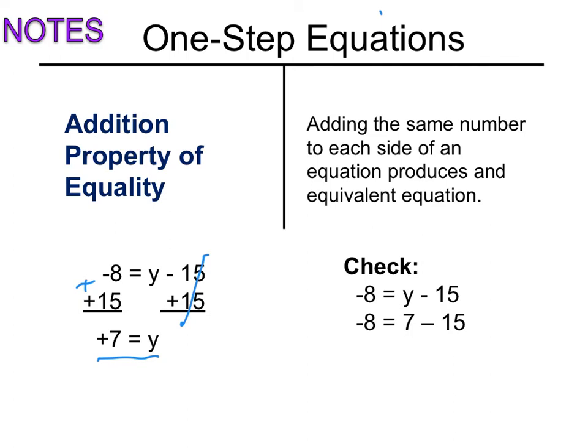Now, checking to see if that is the correct answer, I rewrite my original equation. Negative 8 is equal to y minus 15. And for y now, I'm going to plug in that 7. And then I'm going to do my math. I have 7 minus 15 is negative 8, and my left side now equals my right side, so I've checked it and my answer is correct.